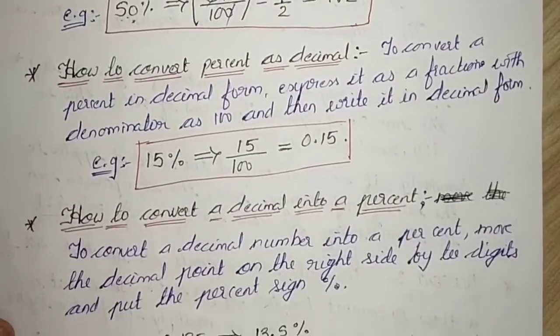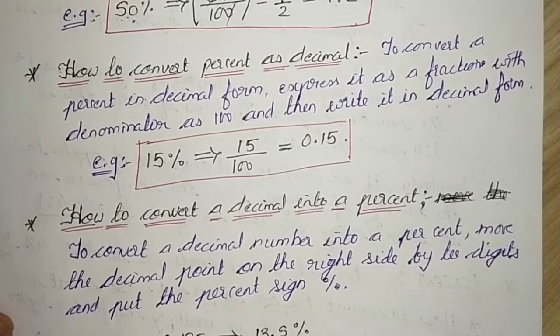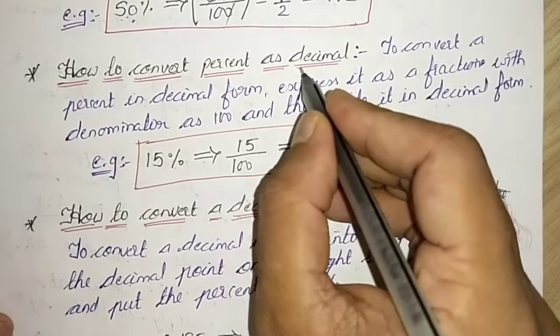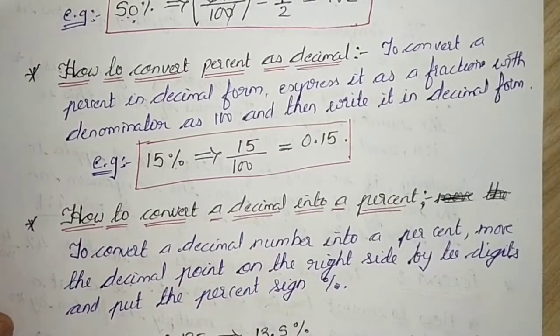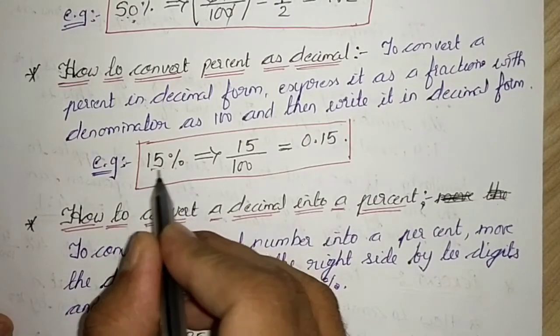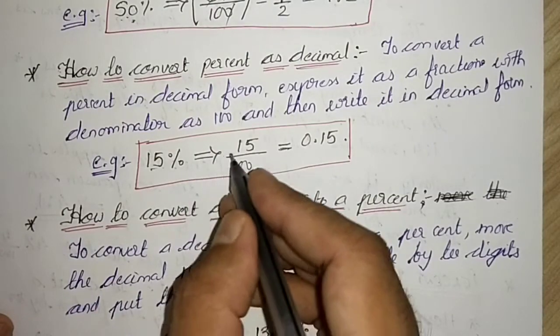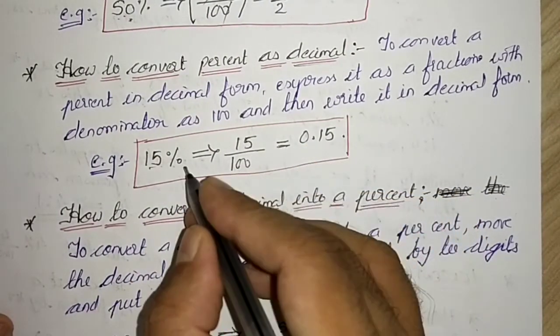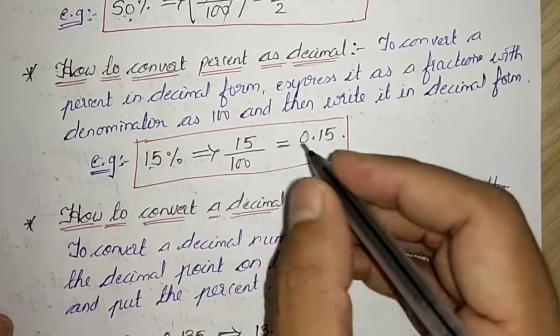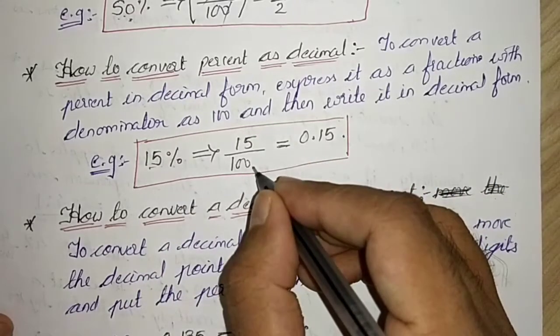Let us move to the next conversion. If they have given you a percentage and they ask you to convert it into decimal form, what will you do? You will simply do as we did in the fraction part, that way only, but a little bit different. 15%, we want to convert it into decimal form. What will we do? We will write that number, divide it by 100, remove the percentage sign, and now we are getting 15 divided by 100.